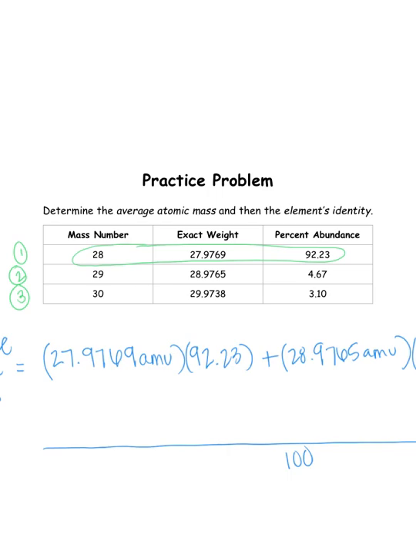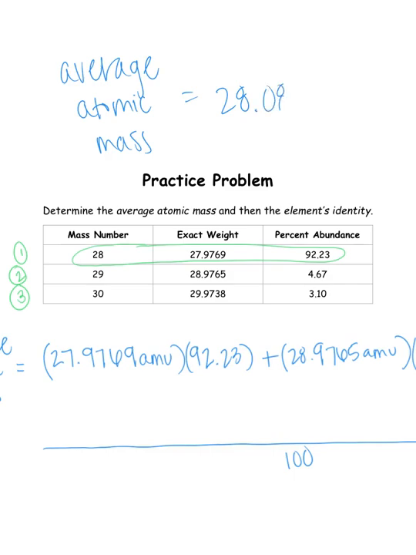Hopefully you were able to plug those numbers into your calculator, and your final answer for the average atomic mass of this unknown element is 28.085 AMU. Again, we're going to write AMU because anytime we're talking about mass of atoms or isotopes or ions, we'll go ahead and put AMU since that is the correct unit.